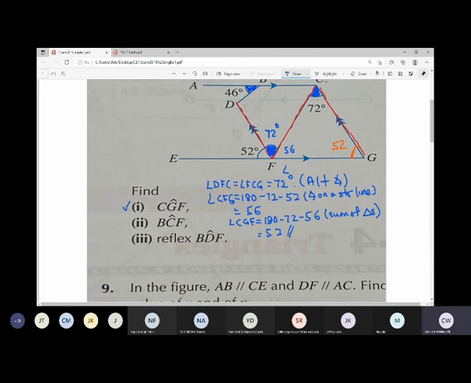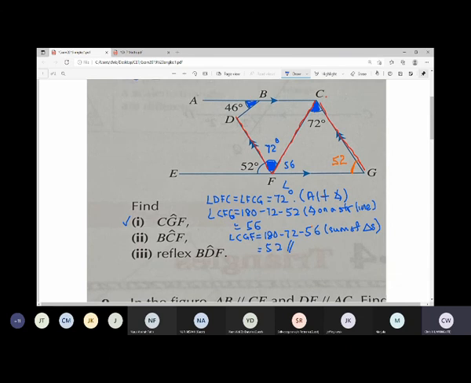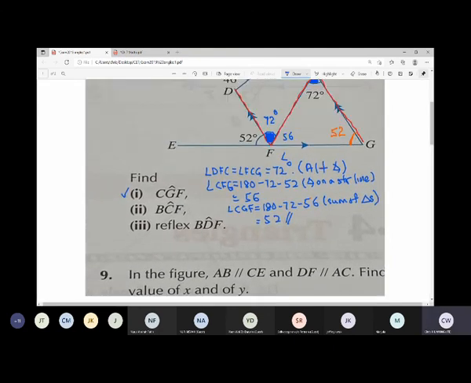And your answer is correct. You see, you apply what you learn. You know what is alternate angle. You know what is angle on a straight line. You know what is the sum of a triangle. All you need to do is to apply at the correct place, and you will get it already. So that's the first answer. CGF is 52. Very good. Copy this down, please. I give you some time, copy this out, please. I move up so that you can.